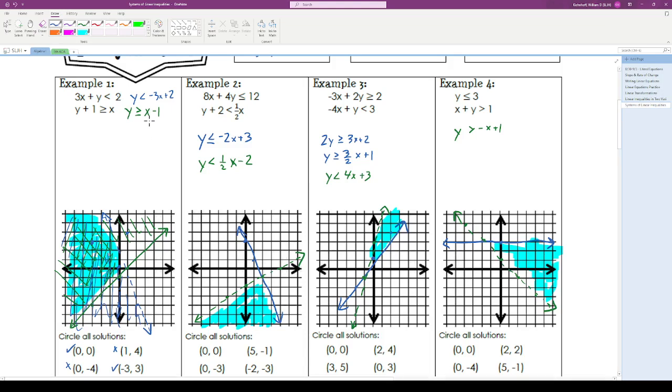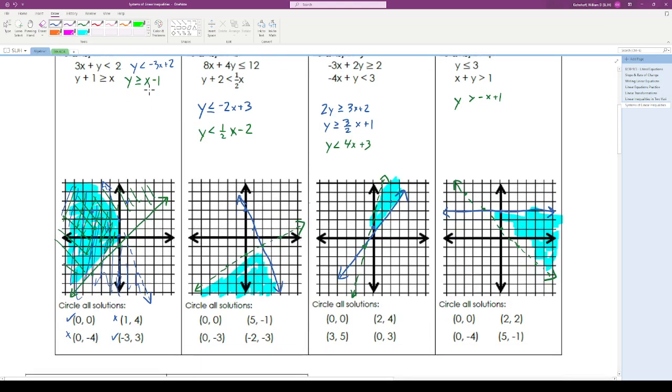Now let's go back and look at the points for each of these examples. So on number 2, 0, 0 is not a solution. 5, negative 1, that's not a solution. 0, negative 3, that is definitely in our shaded region, so that is. And then negative 2, negative 3. So that one is almost a solution, but since the green line is dashed and it falls right on the green line, that one will not be a solution because it's not included. We'd have to go a little further down to get into the solution set.